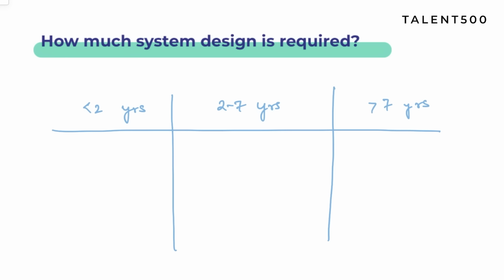Whenever you give interviews, you will actually have two different kinds of interview rounds. The first one will be on your coding skills, the second one on your design skills. So when you talk about less than 2 years, what is actually expected in this case? 70% coding skills and 30% design skills.